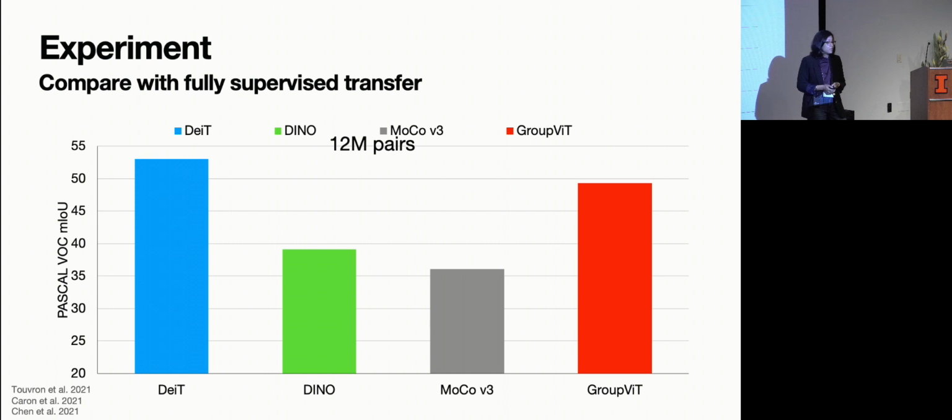We also tried a number of different representations, either self-supervisedly or supervisedly learned, that could be transferred to the task of zero-shot segmentation. For example, using a supervised DeiT model, which is trained on ImageNet with labels, or a DINO model or MoCo v3, both of which are trained using self-supervision. We found that using this text supervision in Group ViT significantly helps versus using purely self-supervised models, and is comparable to the fully supervised model.